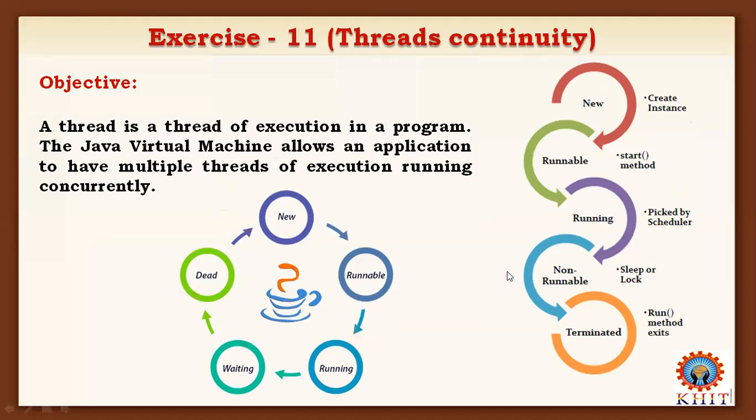The objective of this threads exercise is, and we know that a thread is a small unit of dispatchable code for execution. While we create these threads, it increases the performance of execution as the Java virtual machine allows an application to have multiple threads of execution running concurrently. With this concurrency, we can reduce the idle time of the CPU, which automatically improves the performance of the system and also increases the throughput of the system.